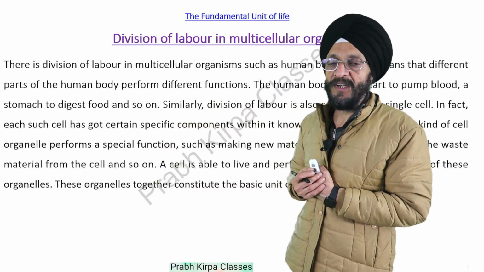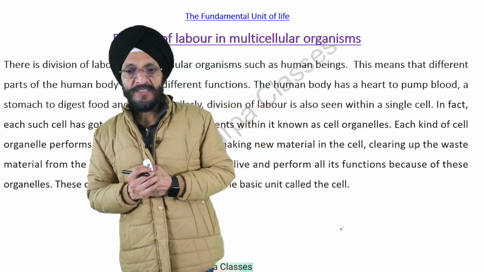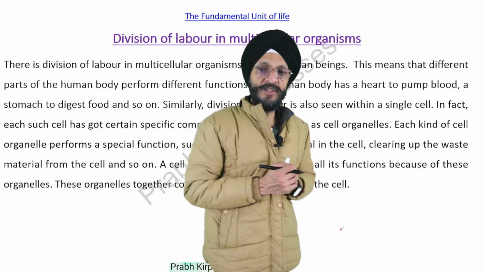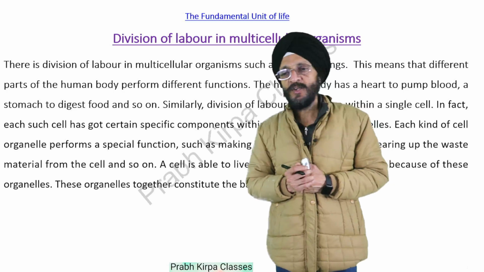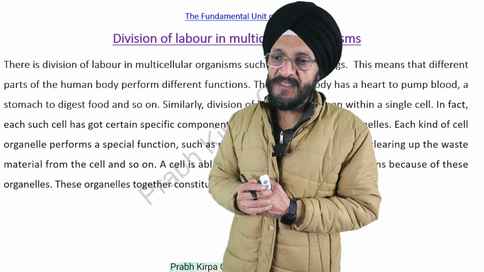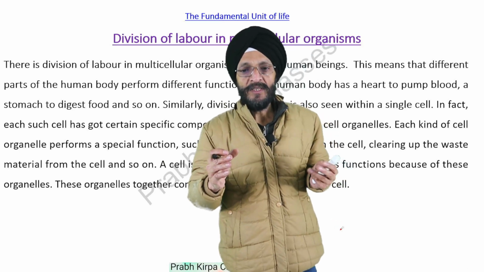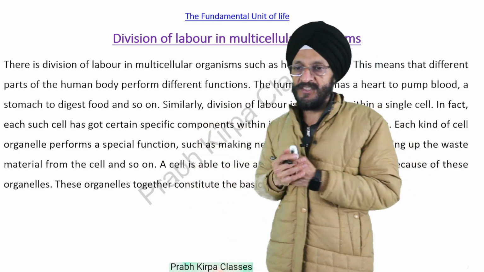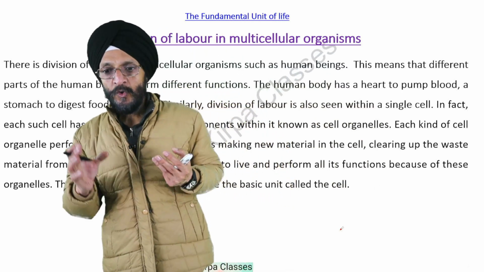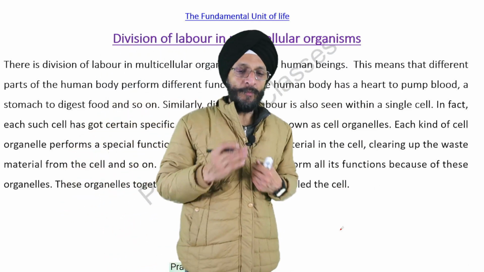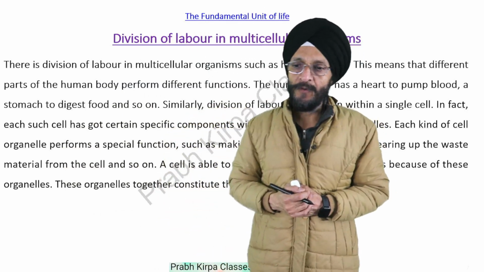Now the next point is division of labor in multicellular organisms. There is division of labor in multicellular organisms such as human beings. This means that different parts of the human body perform different functions. A human body has a heart to pump blood. A human body has a stomach to digest food, and so on.